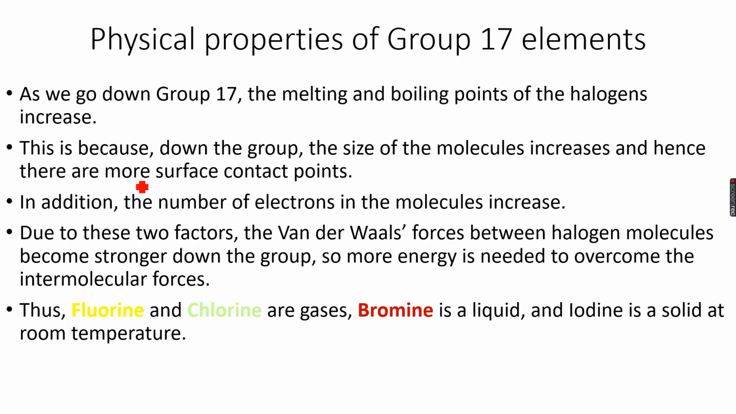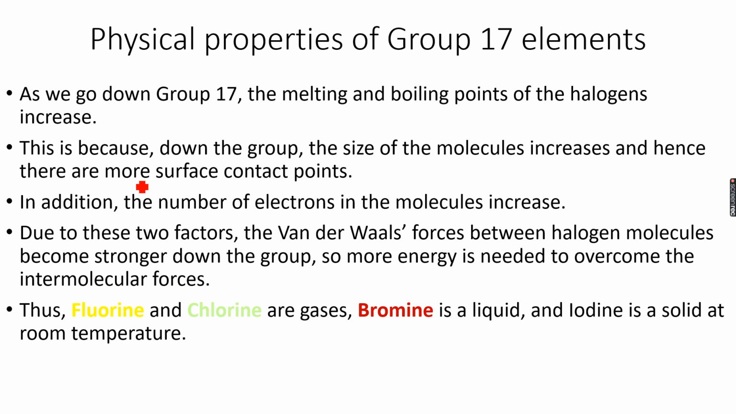Now, when we talk about the physical properties of group 17 elements, as we go down the group, the melting and boiling points of the group 17 elements increase. This is because when we go down the group, the size of the atoms in the halogen molecules increases. And as the size increases, there are more surface contact points in the halogen molecule, and there will be stronger van der Waals forces. And at the same time, as we go down group 17, the number of electrons in the halogen molecules is increasing because the number of shells is increasing.